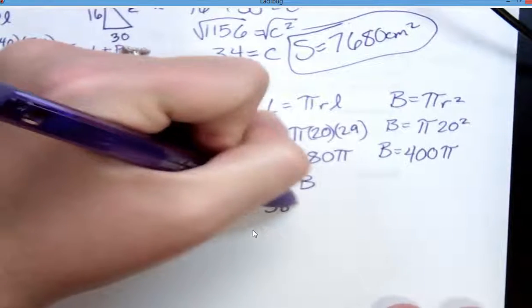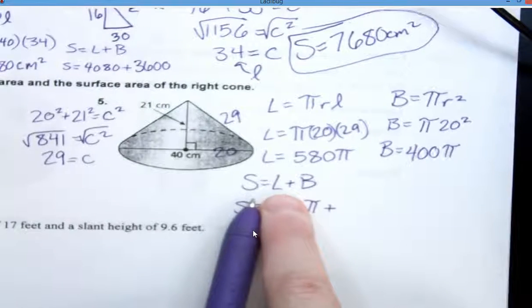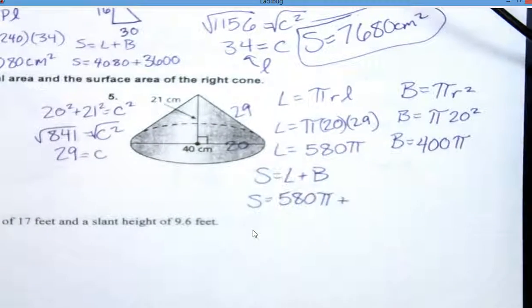580 pi. Okay, I'm going really fast, sorry. So remember, all we're doing, we have our L and our B, we're just adding them together and then we're done.